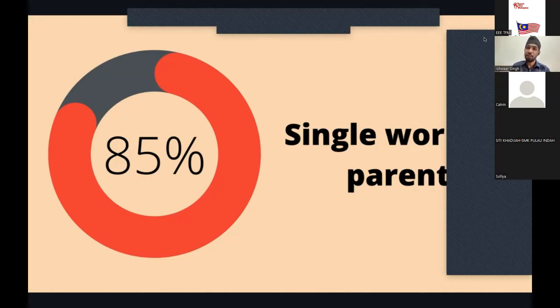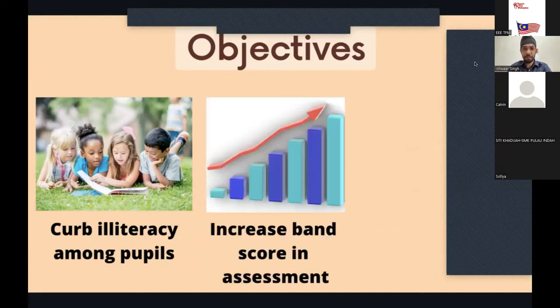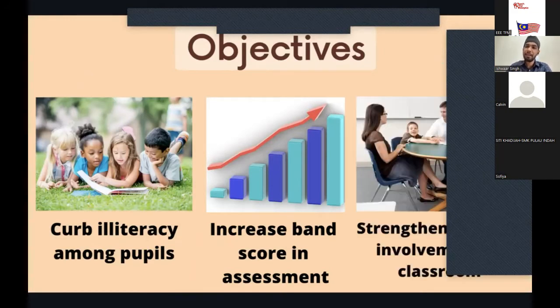Due to that, Convertible English Teacher comes in. We provide support, we provide the materials to the parents so that they can help their kids at home, focusing on early literacy, focusing on phonics so that their kids can read English materials. Okay, the objective of the program is to curb illiteracy among pupils. It's very obvious. It's to increase the band score in assessment, which I will highlight in the coming slides, and to strengthen the involvement of parents in the classroom.